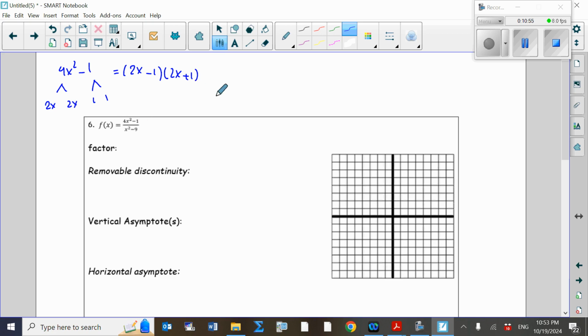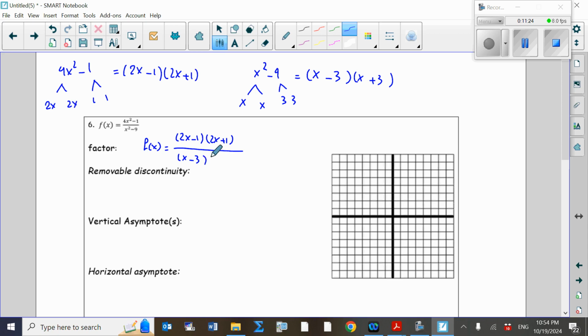This is the top. And the bottom is x squared minus 9. This is x times x, and 9 is 3 times 3. So you're going to factor it as x minus 3 and x plus 3. So the factored form will be 2x minus 1, 2x plus 1, over x minus 3, x plus 3. There is no factor that is repeated on top and the bottom, so nothing cancels. That means there will be no removable discontinuity or hole in the function.